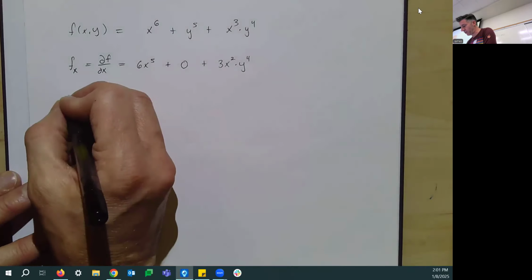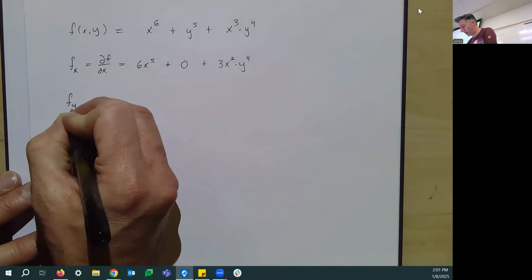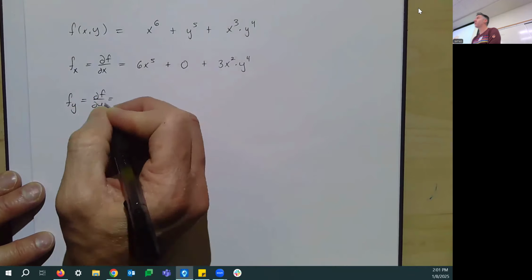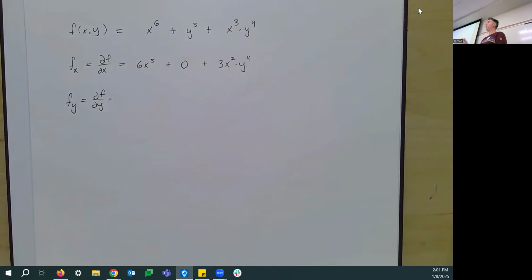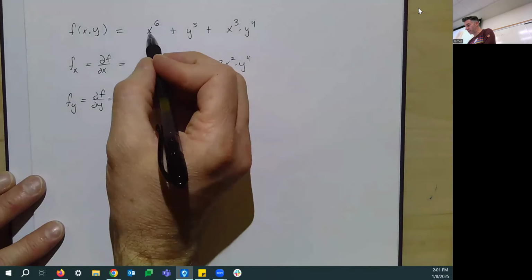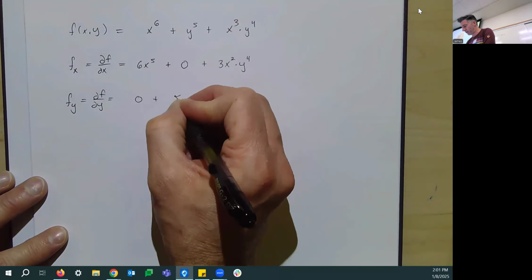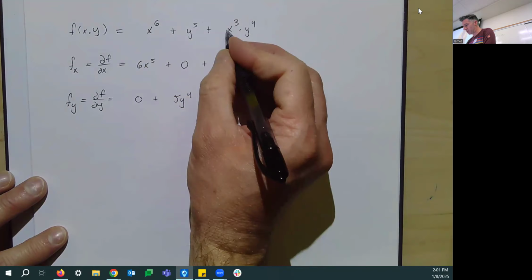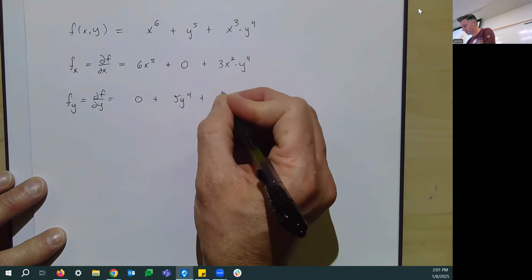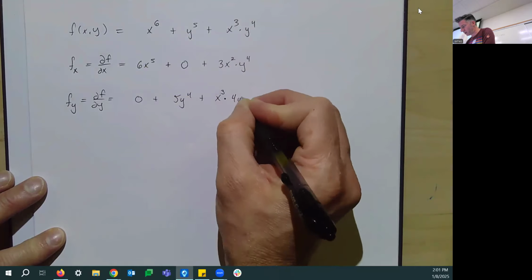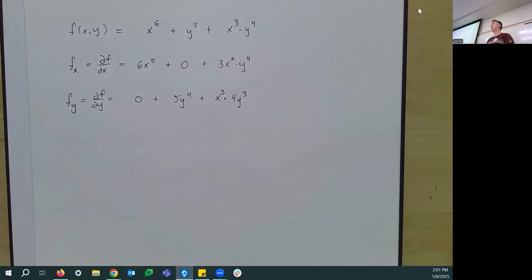On the other side, if we wanted to find the partial with respect to y, which is del f del y, now we treat x like a constant and y like a variable. So the derivative of x to the 6th would be 0. The derivative of y to the 5th would be 5y to the 4th. And the derivative of x cubed times y to the 4th would be x cubed is a constant multiple that hangs out. The derivative of y to the 4th is 4y cubed. So that's very, very broadly how we deal with partial derivatives.